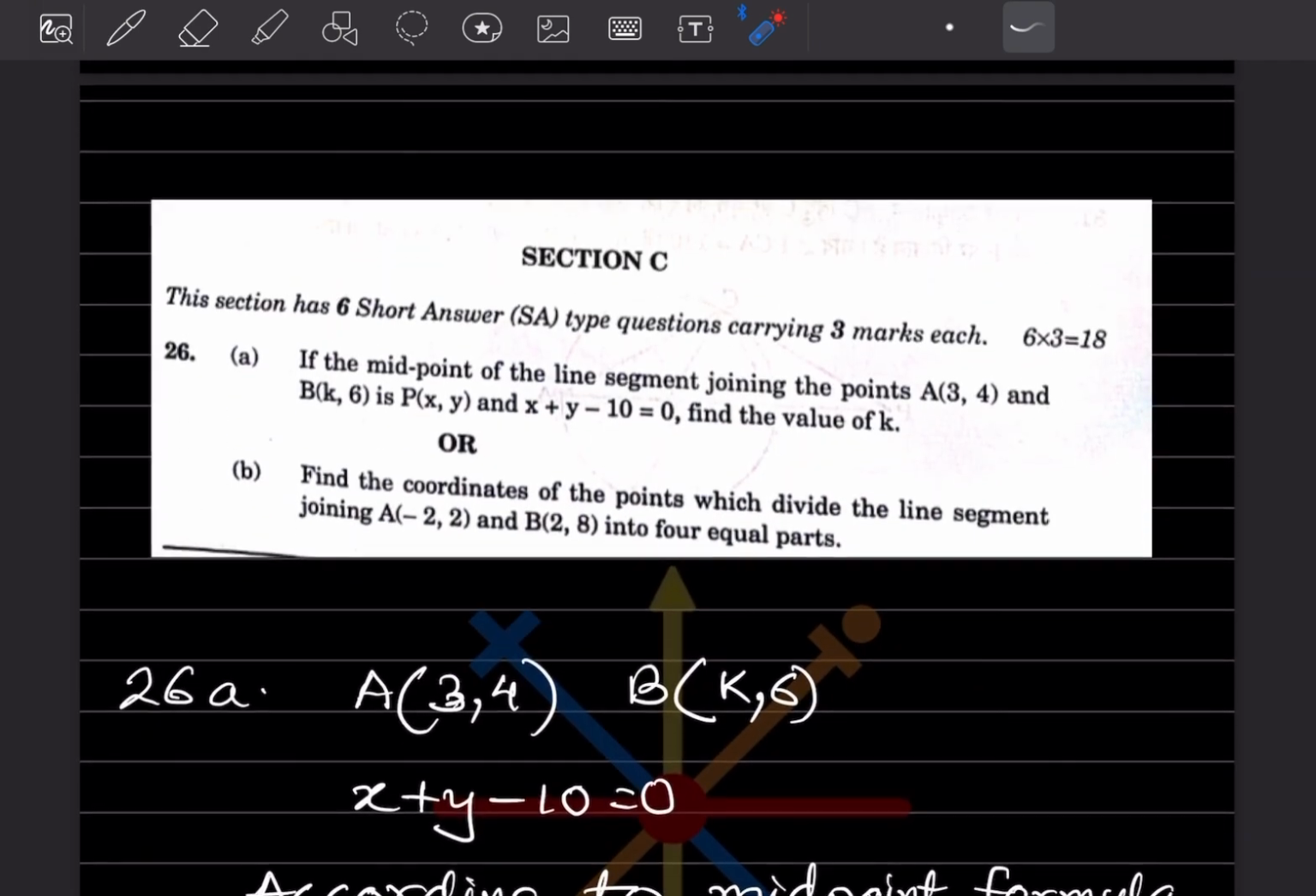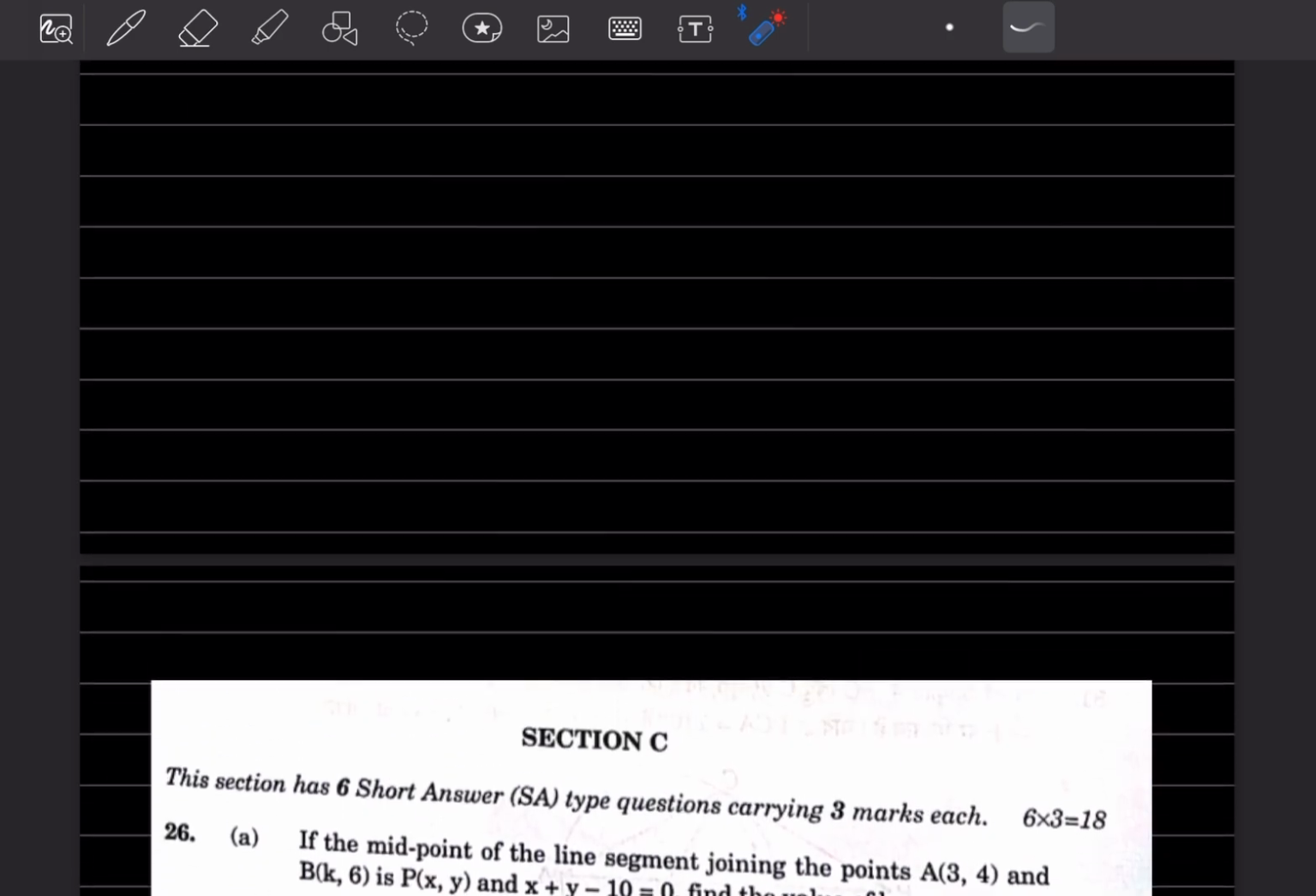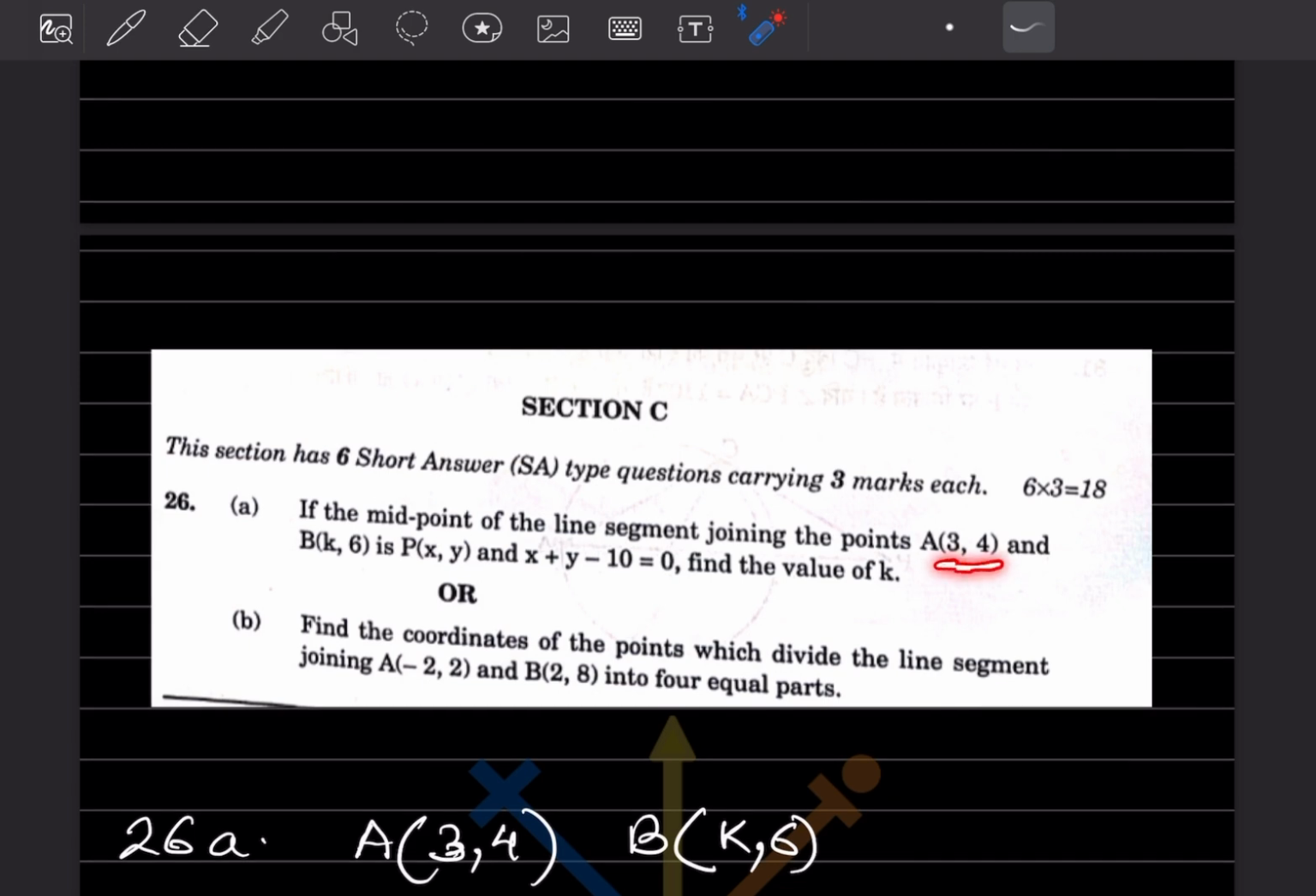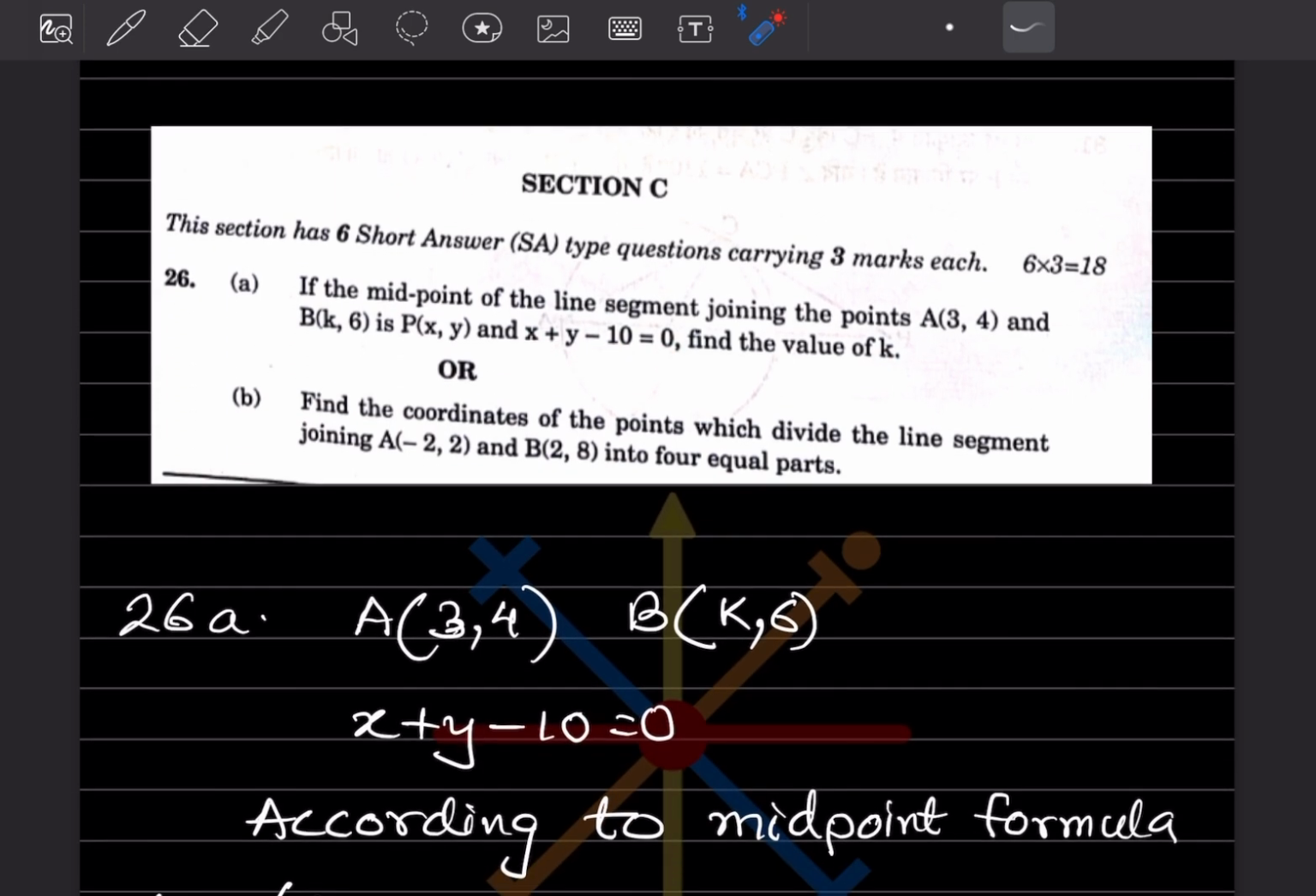Now let us see section C. If the midpoint of the line segment joining the points A(3, 4) and B(k, 6) is P(x, y), and x plus y minus 10 is equal to 0, then you have to find the value of k. So these are the A point and the B point given, and the equation is given as x plus y minus 10 is equal to 0.